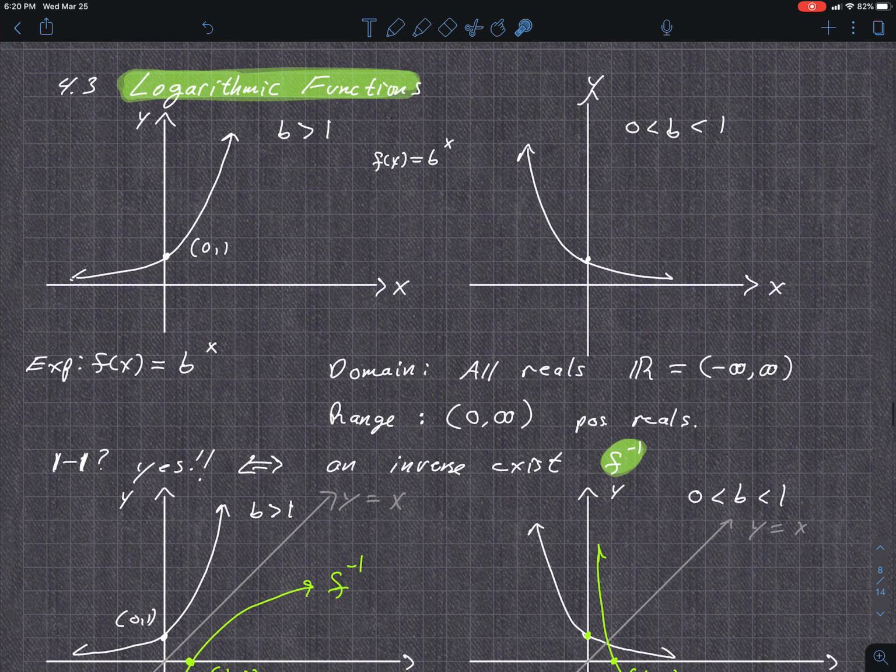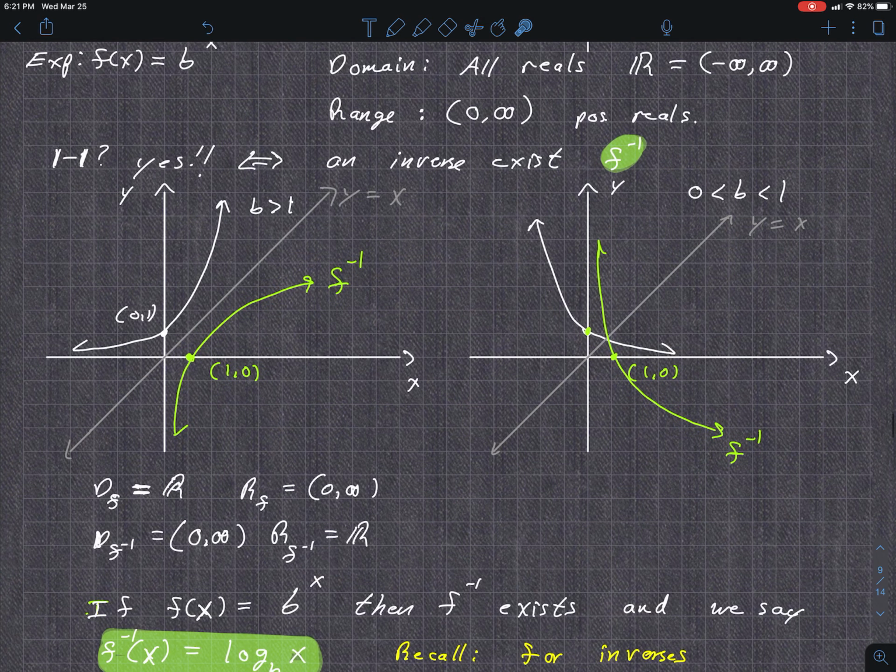Okay, and then we got into logarithms. So basically, we talked about this concept: if you have a function that's 1-to-1, there must exist an inverse. We showed that the exponential, in both cases, is 1-to-1, right? Horizontal line test. If a function is 1-to-1, there must exist an inverse.